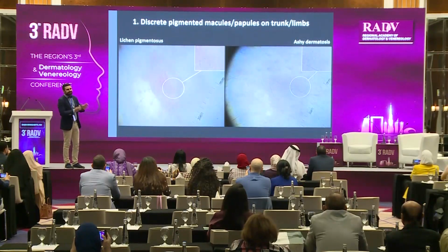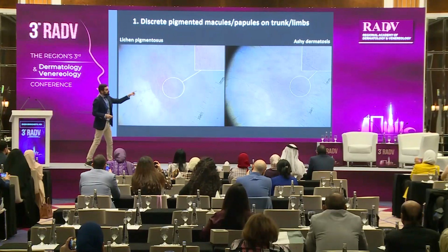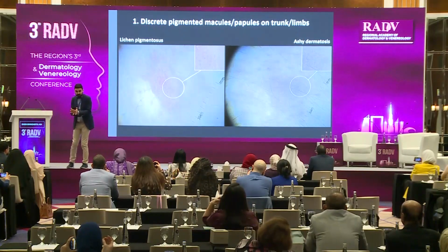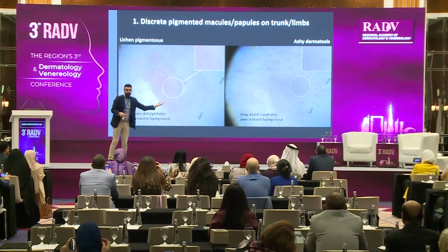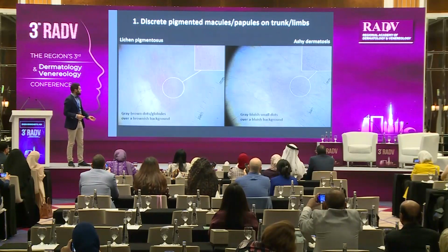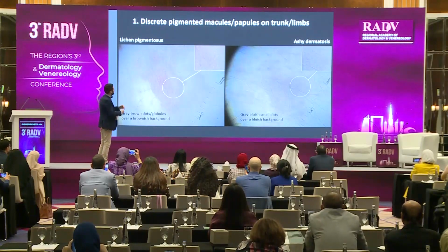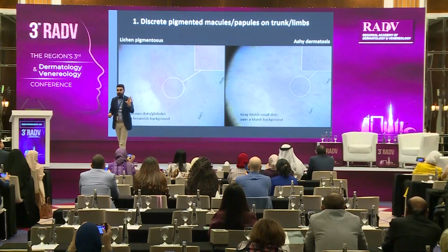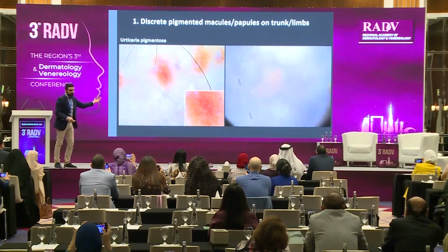Okay, let's see the dermoscopic clues of these three conditions. In lichen pigmentosus and ashy dermatosis, we have dots, okay? Because we have pigment incontinence in the dermis, okay? The difference is the color of the dots. In ashy dermatosis, the color is blue or gray. In lichen pigmentosus, the color is brown, okay? Because the pigment is located more superficially, okay? And also the size, actually, in lichen pigmentosus, the dots are a little bit bigger because they are closer to the skin surface, okay?